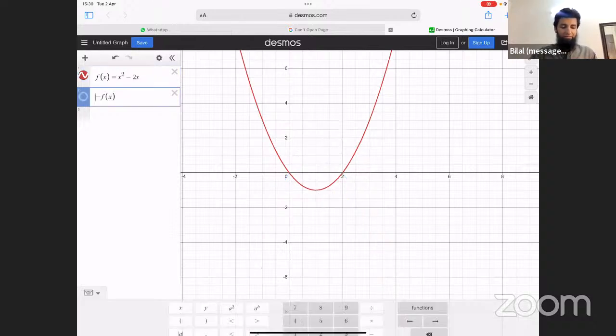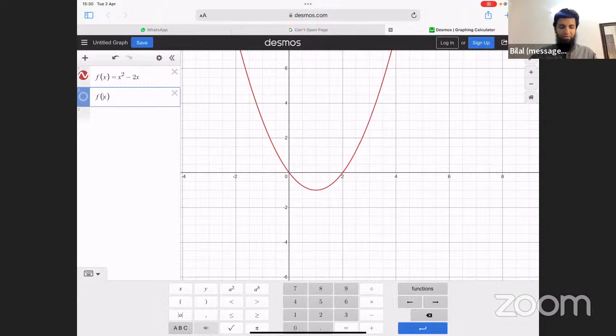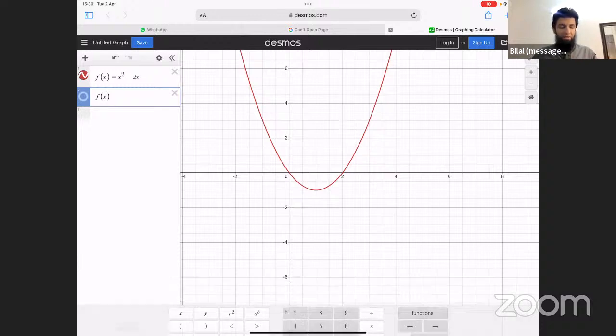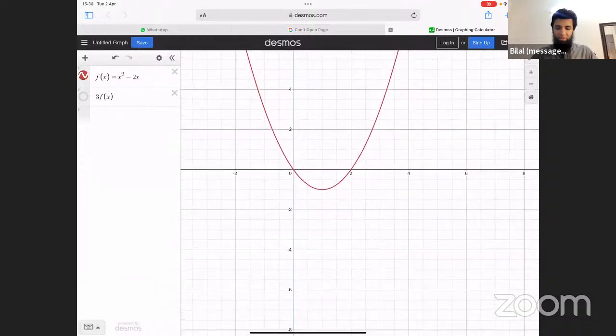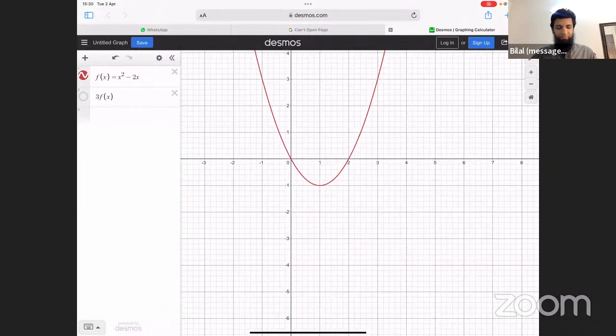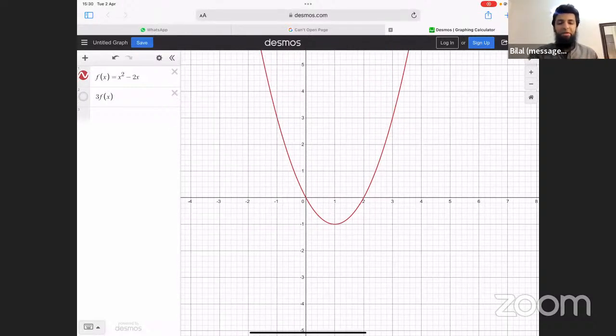And then finally, we could have something like this. Outside the function, we could have some number multiplying. So let's say we multiply this by 3, let's say. Okay, we multiply this by 3, like this. 3f of x. Now what happens in this case? Every y coordinate is going to get multiplied by 3. So it's a vertical stretch by a scale factor of 3. Stretch along y-axis by a factor of 3.